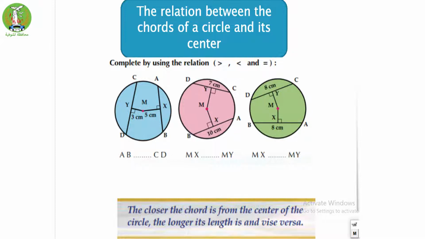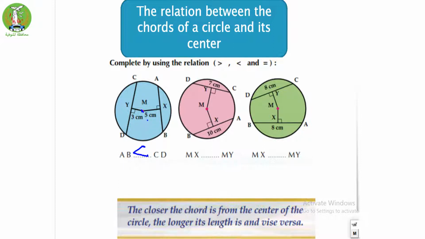We can see that the distance from the center M and the chord AB, MX equals 5 centimeters, and the distance MY equals 3 centimeters. Here we can see that the length of CD is more than the length of AB. So we will choose AB is less than CD.